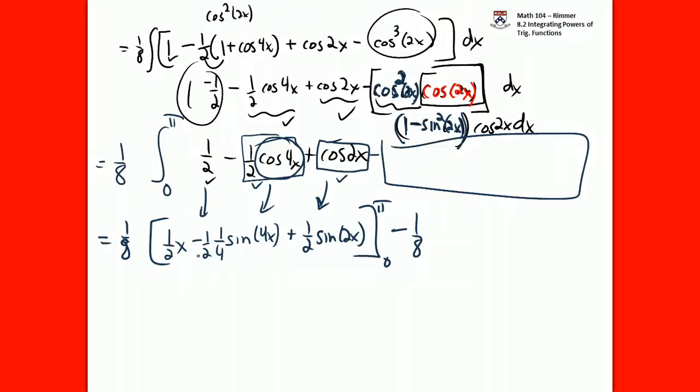But why is this so nice? We should have seen this happening. I'm going to tell you how we could have seen this happen. What are my limits of integration? They are 0 and pi. And what am I plugging these guys into? Sine. Sine of 4 pi, sine of 2 pi, sine of 0, sine of 0. It's all going to zero out. I should have known that somehow. I shouldn't have to go through all this work.